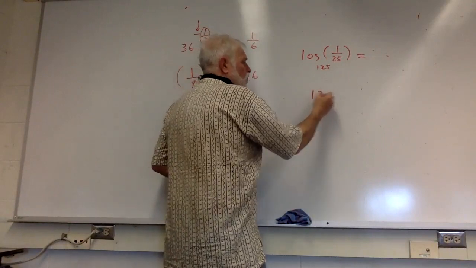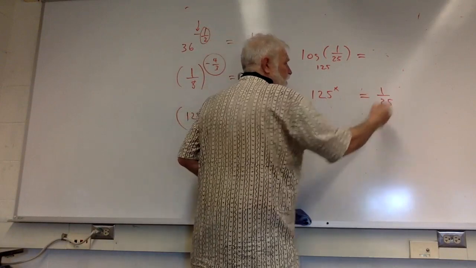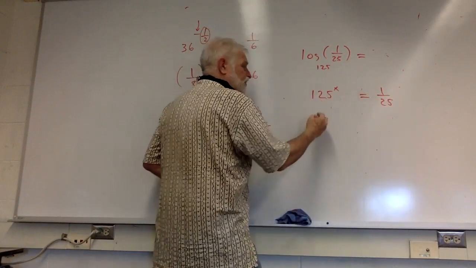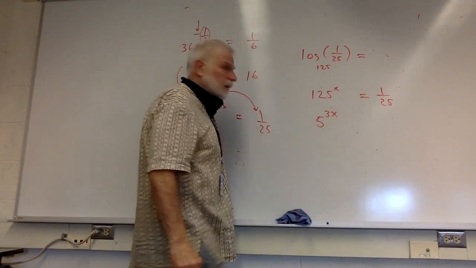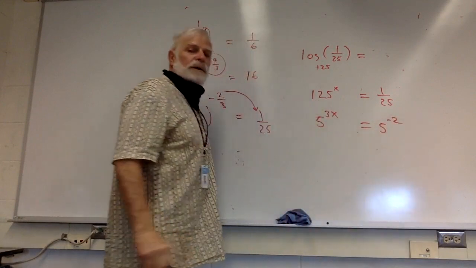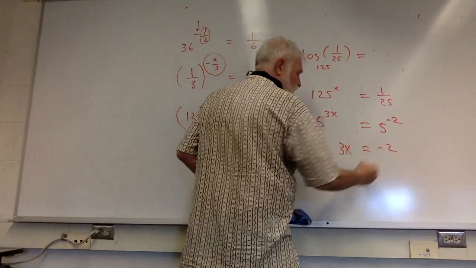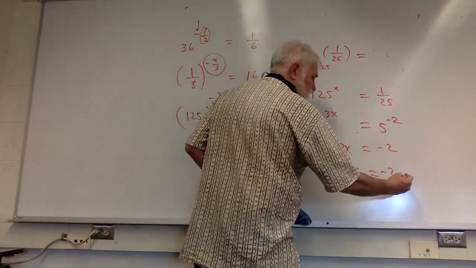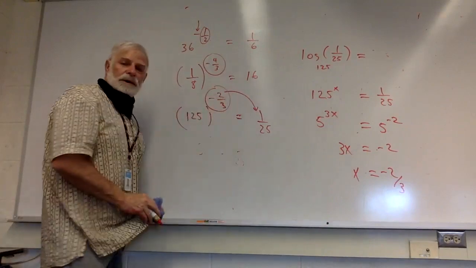Well, I know I've got 125 to the x, and I want that to equal 1 over 25. Oh, that's 5 to the 3x. I think I can write it that way. The repetition here is friendly, and I believe that's 5 to the negative 2. So therefore, 3x equals negative 2. Looks like x equals minus 2/3. Oh, yes, that's what we wanted.